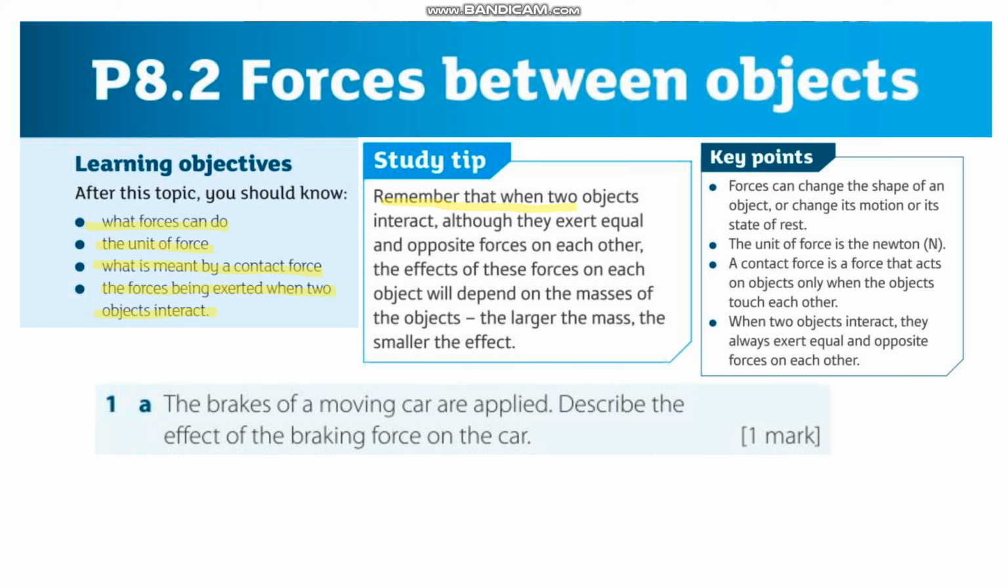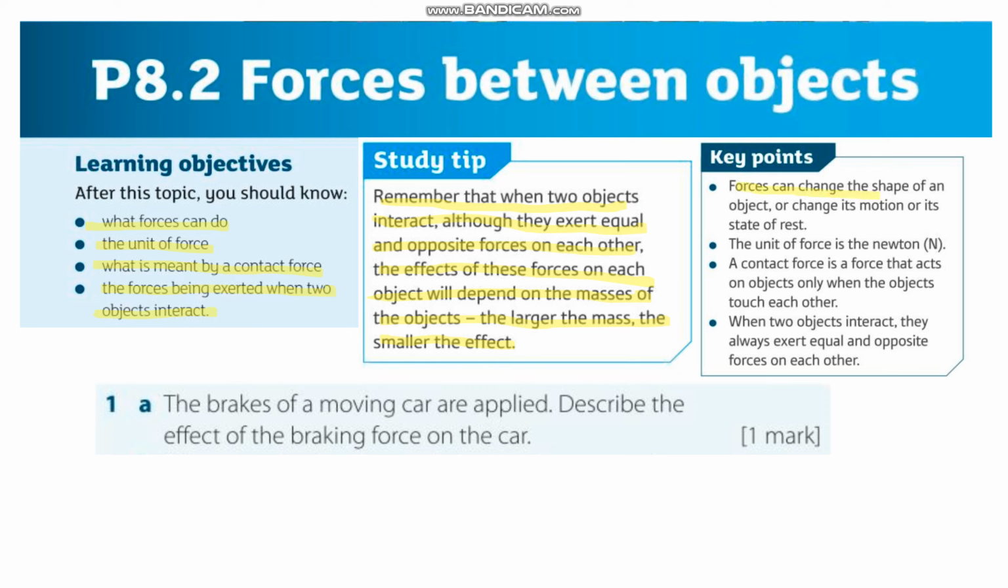And remember that when two objects interact, although they exert equal and opposite forces on each other, the effects of these forces on each object will depend on the masses of the objects. The larger the mass, the smaller the effect. So if I apply the same force to a double-decker bus as I try to apply to a moped, the double-decker bus is not going to move as much as the moped because it has a much greater mass.